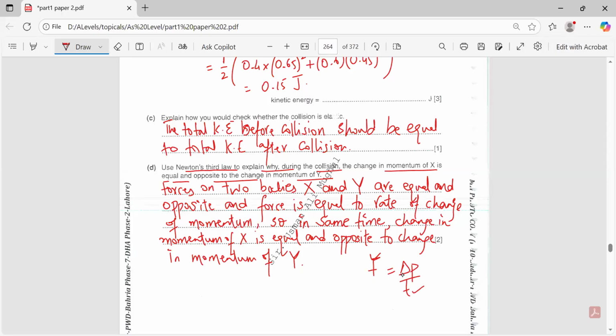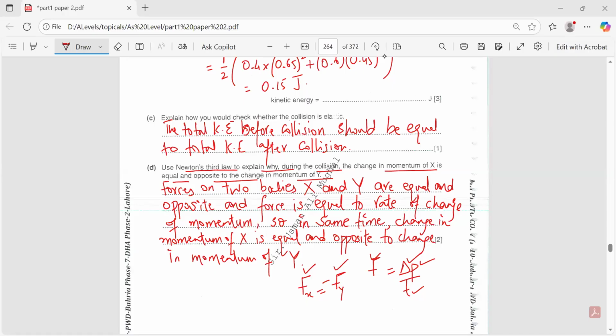So force in the same time is equal to the change in momentum. And what does Newton's third law say? The force that x applies, y will apply the same force, but in the opposite direction. So if the forces are the same, the change in momentum will also be the same, and if the forces are in opposite directions, the change in momentum will also be in the opposite direction. So this is how we are going to answer this. Newton's third law of motion says force exerted by one body on another body is equal in magnitude and opposite in direction to the force exerted by the second body on the first body.